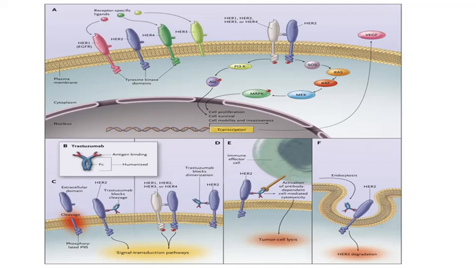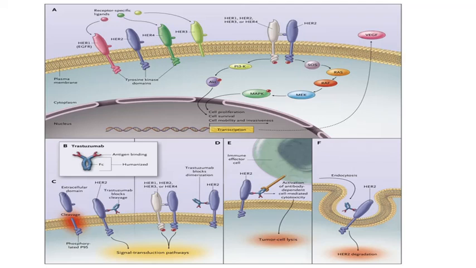Let me give you a few well-known examples of monoclonal antibodies used in cancer therapy, along with their targets and mechanisms. First, trastuzumab targets the HER2 receptor, a tyrosine kinase receptor involved in cell growth. By blocking HER2, it inhibits signaling and slows tumor growth in HER2-positive breast cancers.